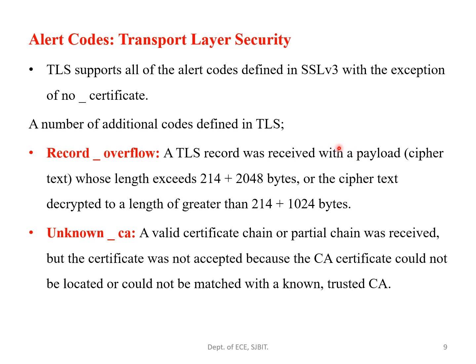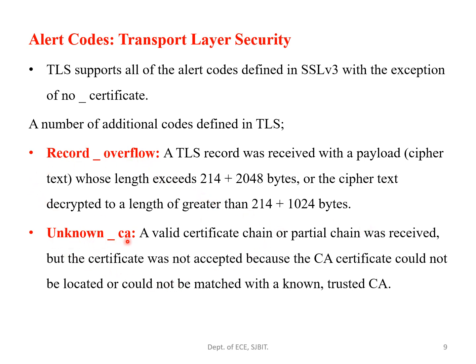Consider the number of additional codes defined in transport layer security. Consider record overflow. A TLS record was received with a payload whose length exceeds 2^14 plus 2048 bytes, or the ciphertext decrypted to a length greater than 2^14 plus 1024 bytes. If record overflow occurs, we decrypt the information and get plain text whose length is greater than 2^14 plus 1024 bytes; that means record overflow has happened.